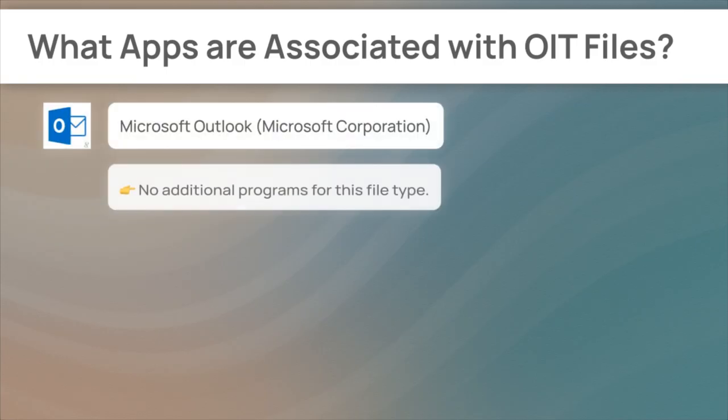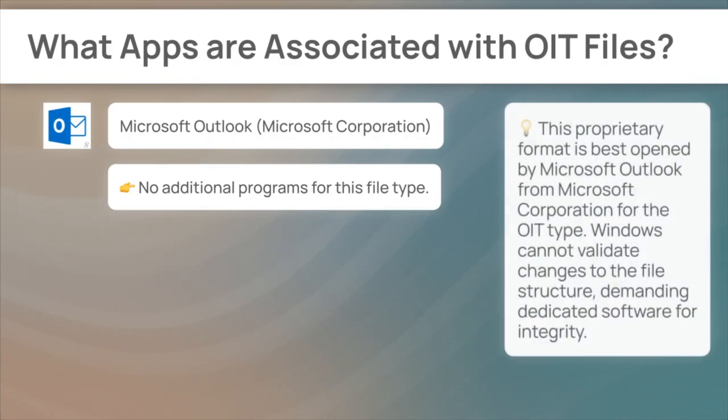Commonly, OIT files use Microsoft Outlook developed by Microsoft Corporation. Windows cannot validate changes to the file structure, demanding dedicated software for integrity. Windows doesn't support full rendering of email content, so dedicated mail tools are necessary.